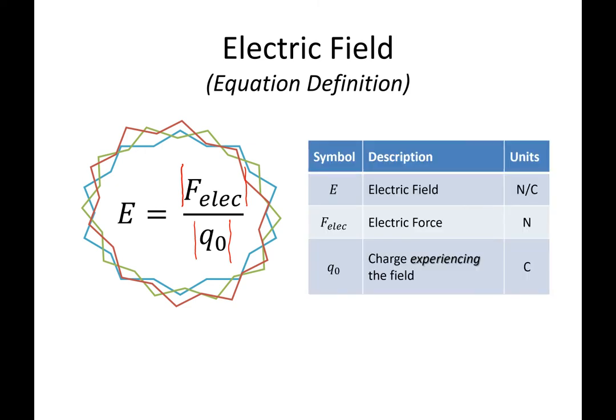So, just a reminder, if you're trying to fill in all the blanks, the E stands for electric field. Its units are going to be newtons per coulomb, because the numerator is the electric force on a charge, and its units are newtons, as all forces are. And Q naught is what we call the test charge, or the charge experiencing the field. That might be a helpful word to have in there as well. All charges are measured in coulombs.